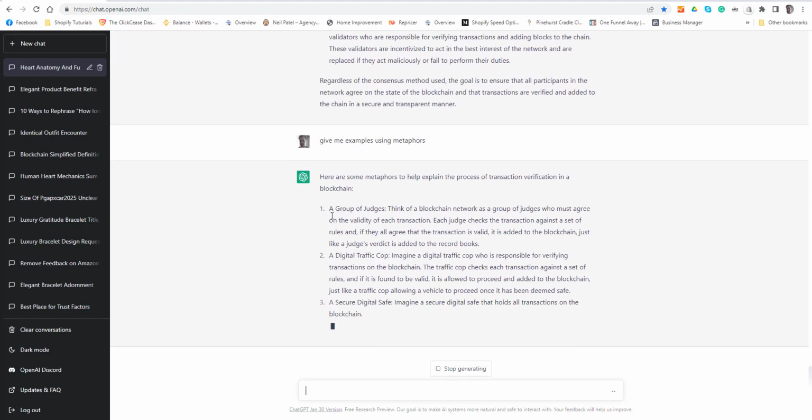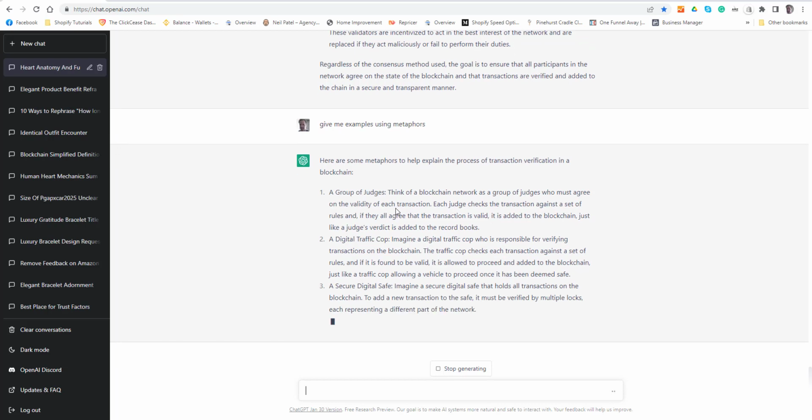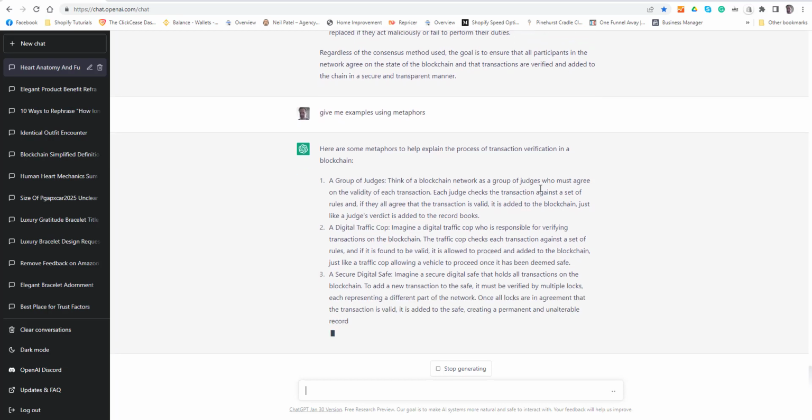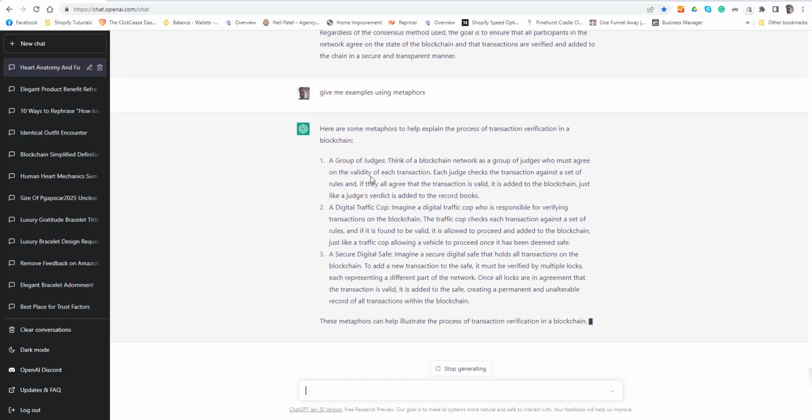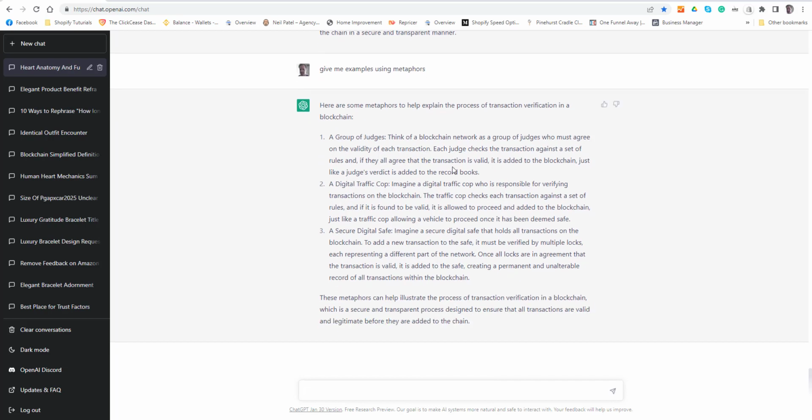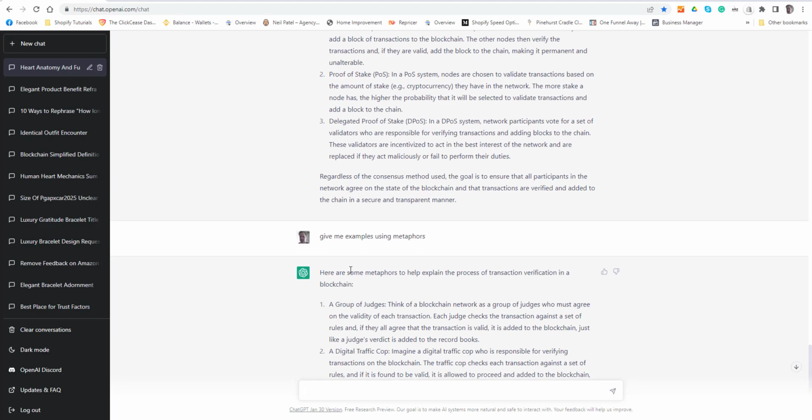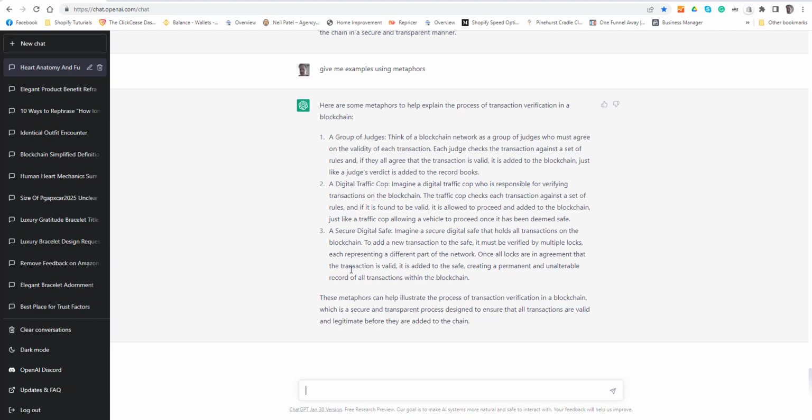Okay, so here's the first example. A group of judges. Think of the blockchain network as a group of judges who must agree on the validity of a transaction. Each judge checks the transaction against a set of rules, and if they all agree the transaction is valid, it's added to the blockchain. Just like a judge's verdict, it's added to the record books. So these are some pretty good examples where I think they do a good job explaining it.